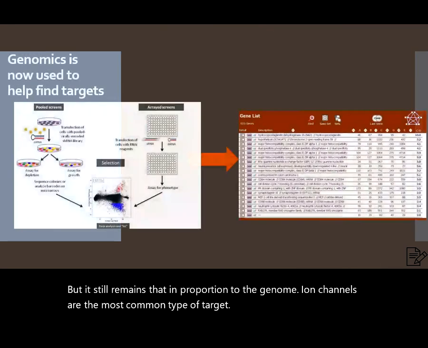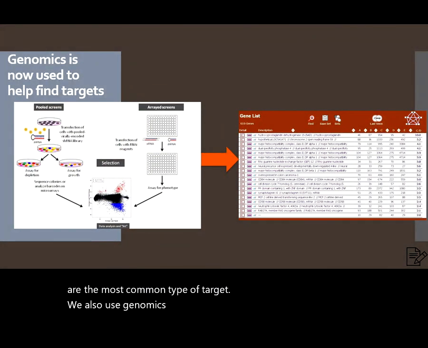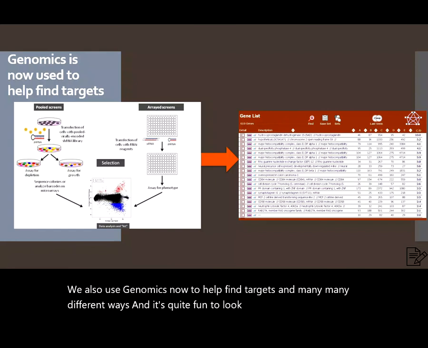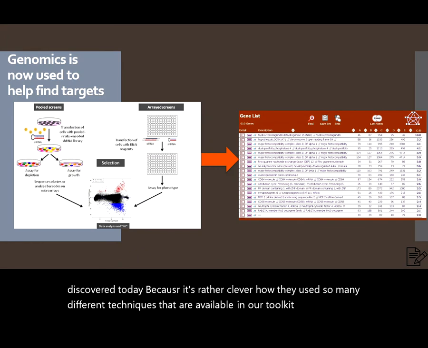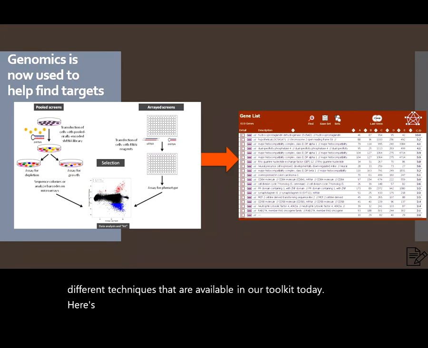We also use genomics now to help find targets in many, many different ways. And it's quite fun to look up how drugs are being discovered today, because it's rather clever how they use so many different techniques that are available in our toolkit today. Here's an example I thought you might find interesting. This uses a method called short interfering RNA. It's a form of RNA interference.